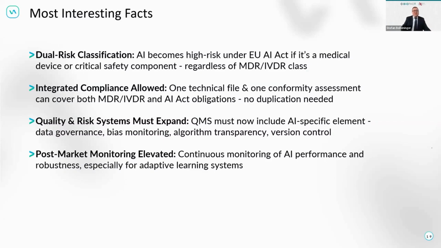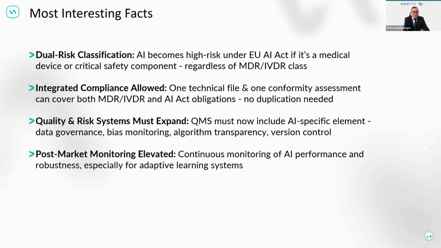There are a few things and the most interesting facts we need to consider. On one side, we have a medical device classification, and right now you also know there's a software safety classification. The system in the AI Act is different in that particular view. Many AI products become high risk because it's a medical device or a safety-critical component, regardless of whether it's a Class 1 medical device and therefore low risk, or a high-risk medical device. That needs to be considered.